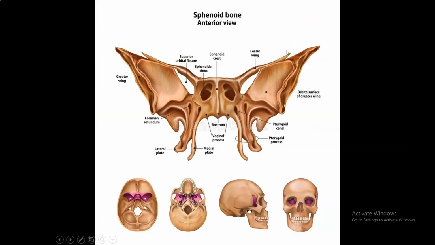This is an anterior view of the sphenoid bone. It looks like a butterfly, and it has a body. The body has two openings, which are called the sphenoid ostium, and it has two lesser wings and two greater wings and the pterygoid processes. From this we see that there is a medial and a lateral pterygoid process, and from this we see that there is a space between the lesser wing and the greater wing, which is the superior orbital fissure, carrying structures from the cavernous sinus to the orbit.